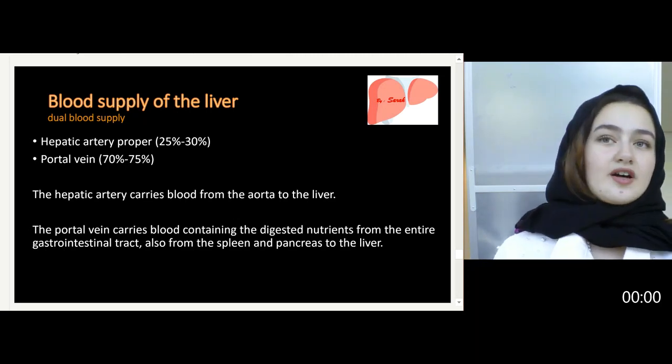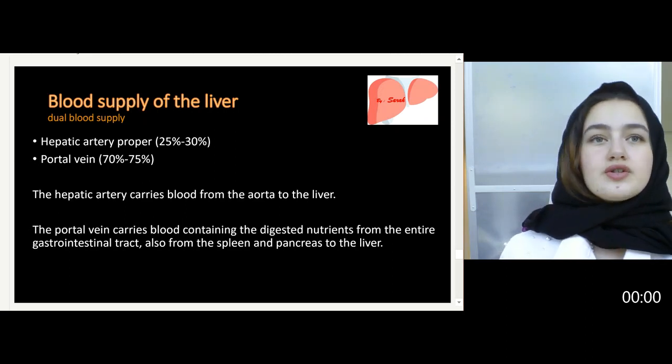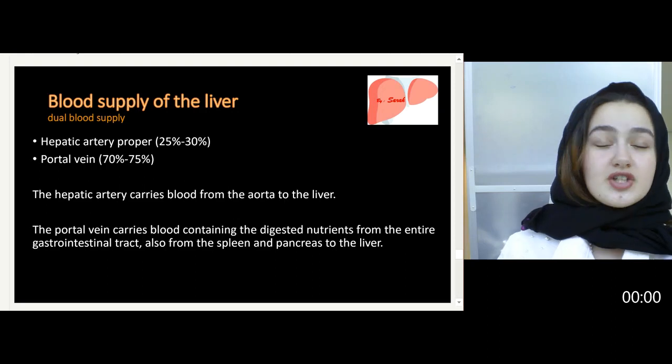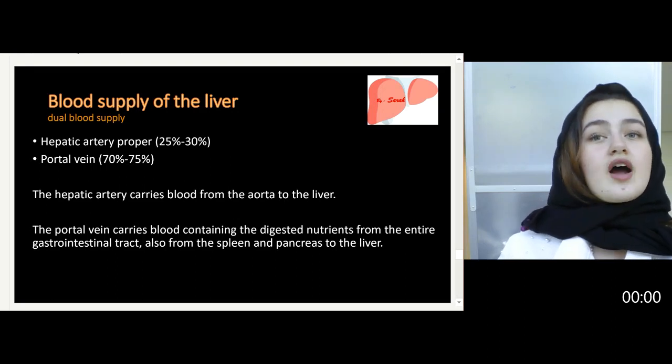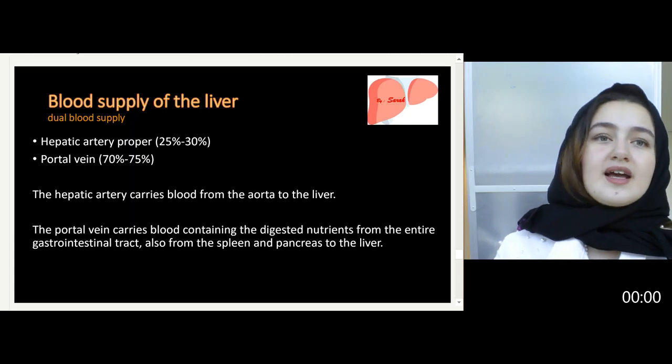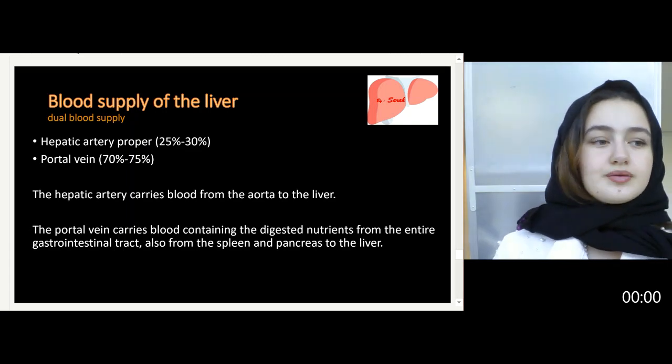So the hepatic artery carries blood from the aorta to the liver. The portal vein carries blood containing the digested nutrients from the entire gastrointestinal tract, and also from the spleen and pancreas, to the liver.